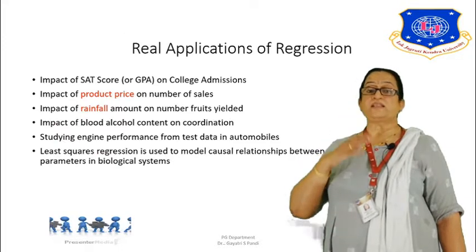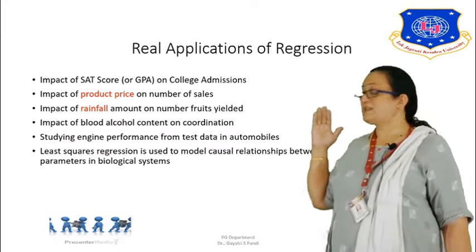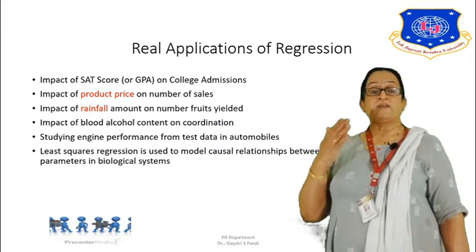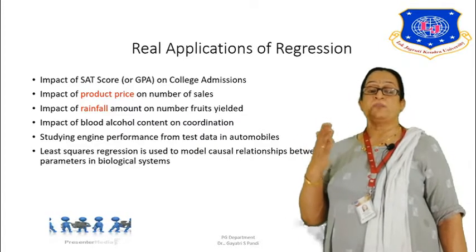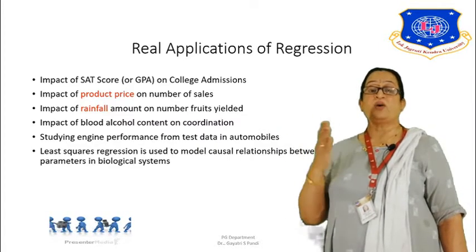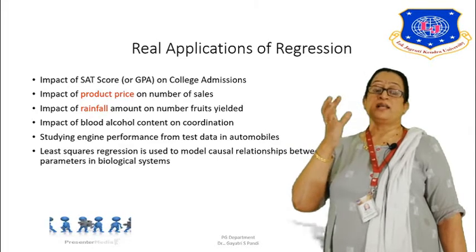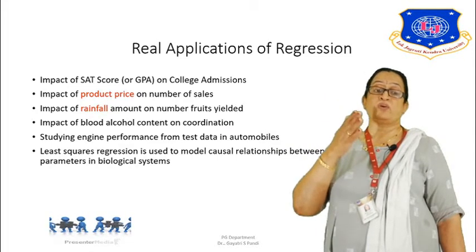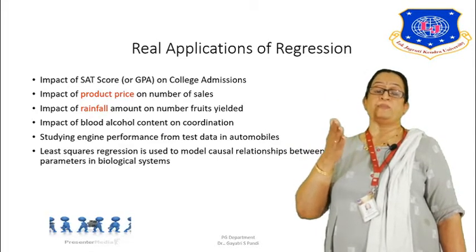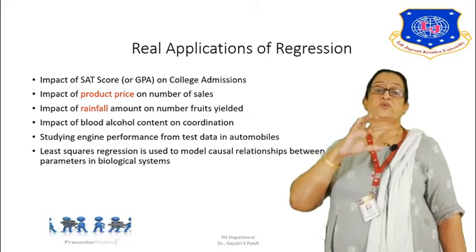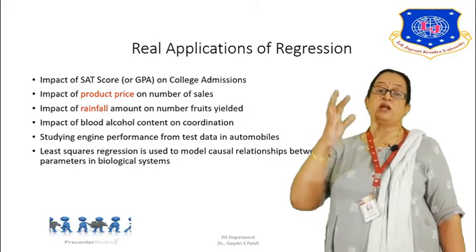Now there are various real applications of regression as listed. It can give us the impact of SAT score or GPA on college admissions. Every college has certain tests to be conducted. So if you are considering SAT score or GPA, this will tell us which student will be admitted where, based on the pass rate.